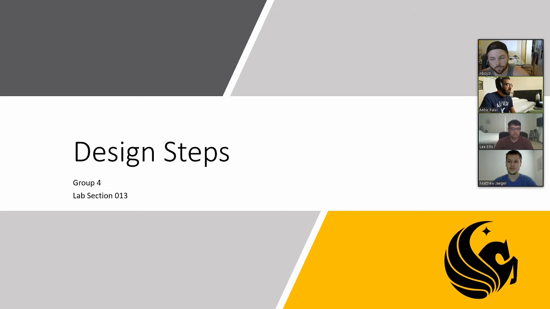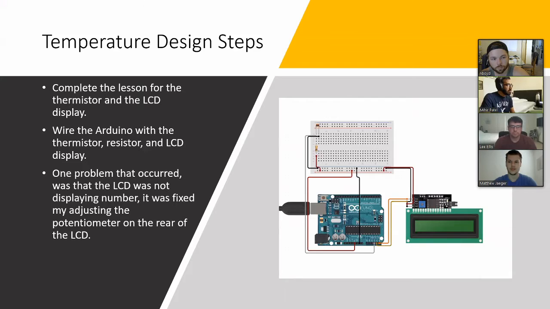Next are the design steps that we took for this project. For the temperature design, we completed the lesson for the thermistor and the LCD display. After completing that, we wired the Arduino with the thermistor, a resistor, and an LCD display, as shown on the right of the slide. One problem that occurred was that the LCD did not display anything, it was just lit up. The way that was fixed was adjusting the potentiometer on the back of the LCD with a screwdriver.